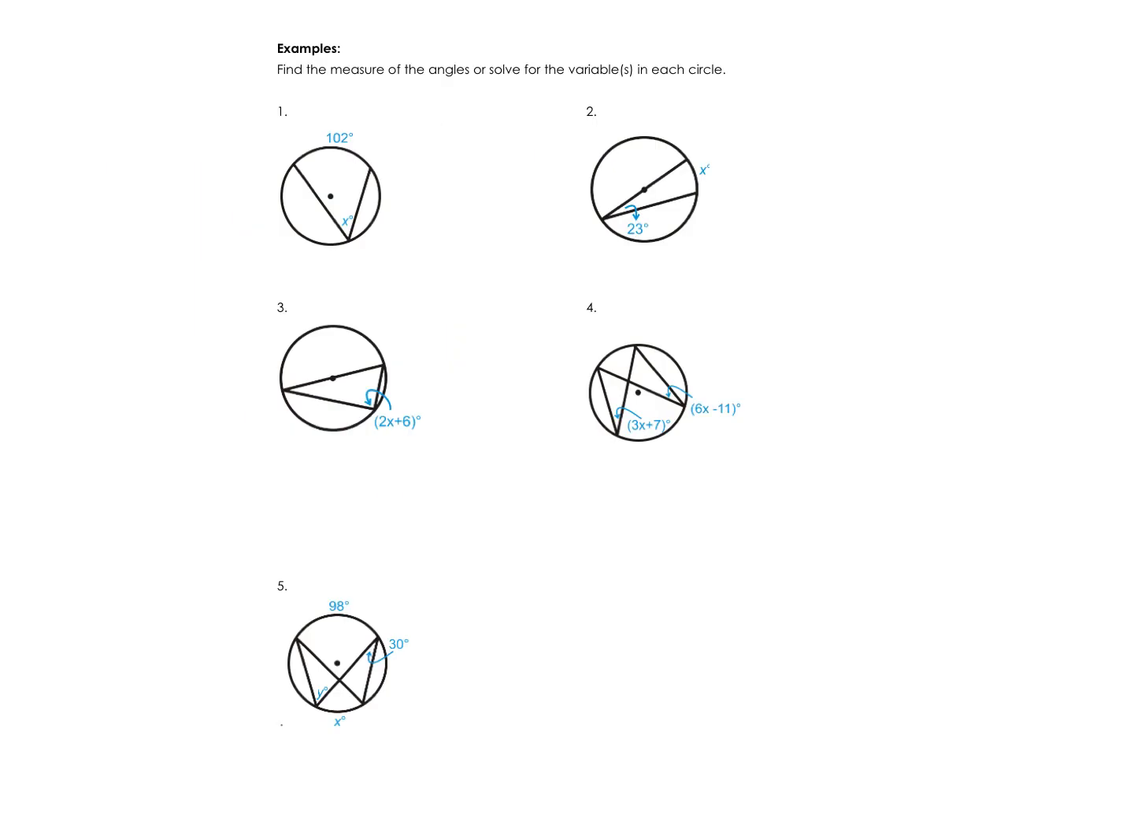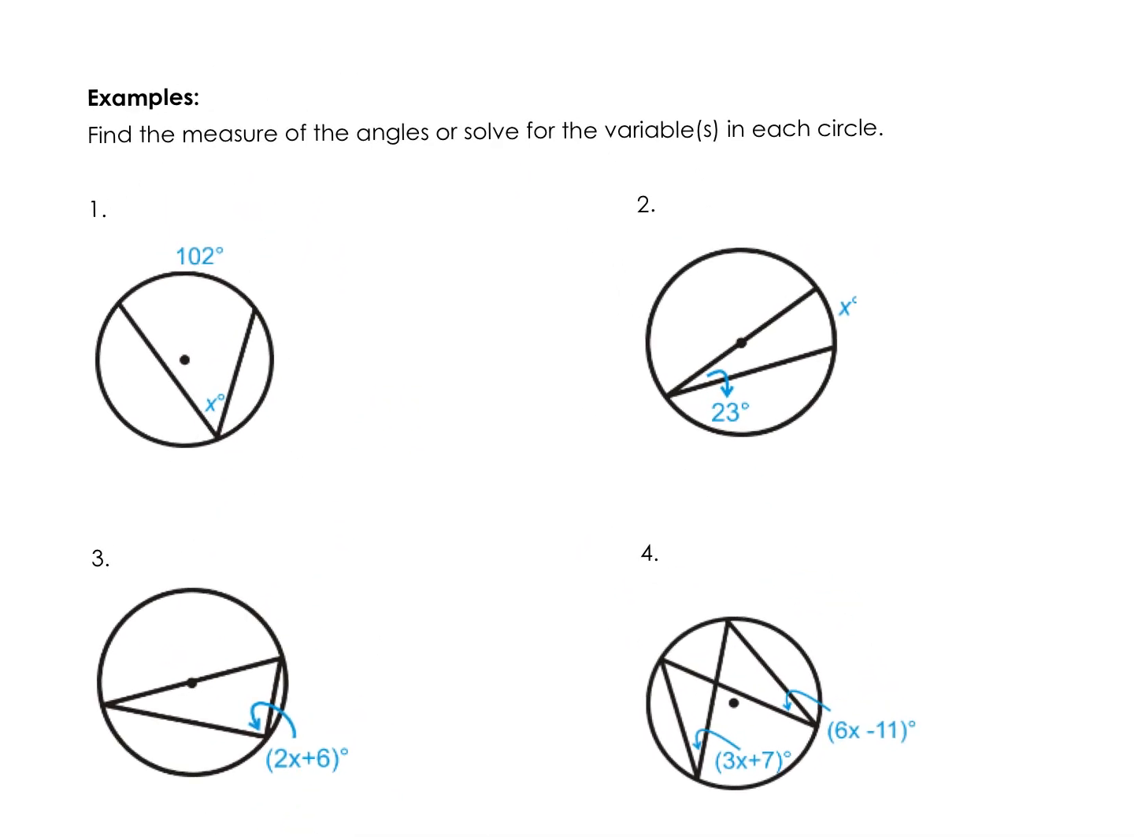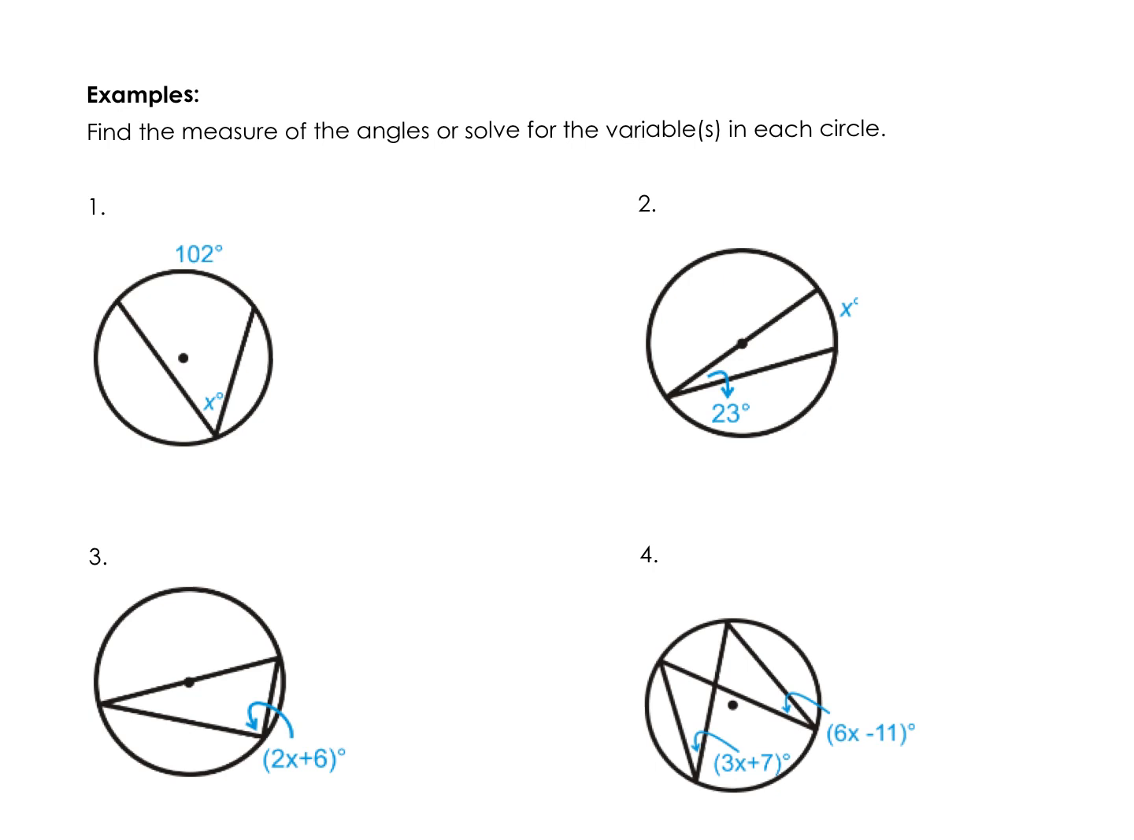All right, so let's go ahead and do some examples. So we're going to find the measure of either an inscribed angle or a value of x for the different ones we've talked about. So for our first example, x, we have an inscribed angle here, which means x is equal to half the measure of its arc, which has a measure of 102. So x is going to be equal to 51 degrees.